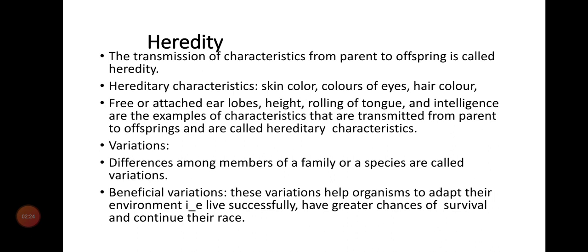We know that children possess many features similar to those of their parents, but they also differ from their parents in certain respects. Likewise, brothers and sisters also show differences in certain respects. For example, their skin color, height, eye color, and hair color differ from each other. All these differences are called variations. What are variations? Differences among members of a family or a species are called variations.